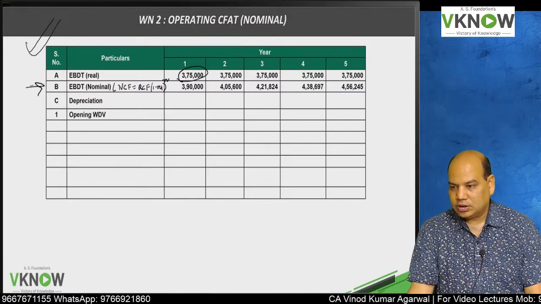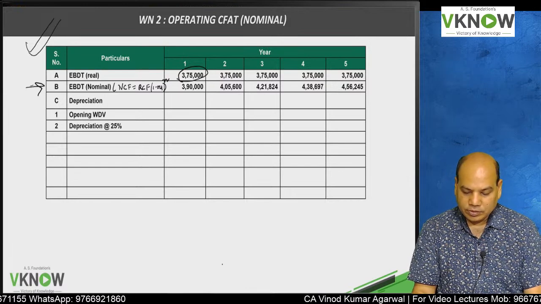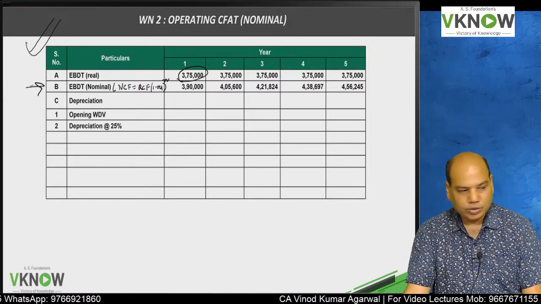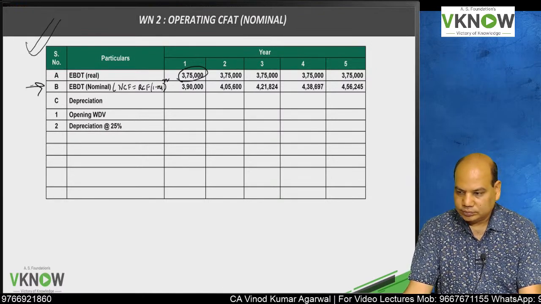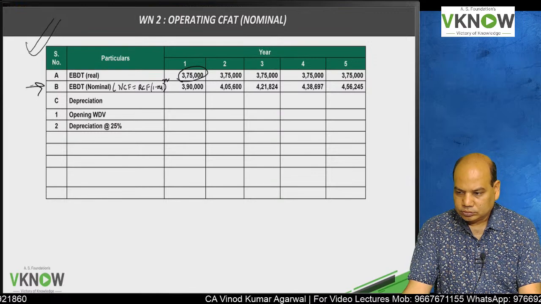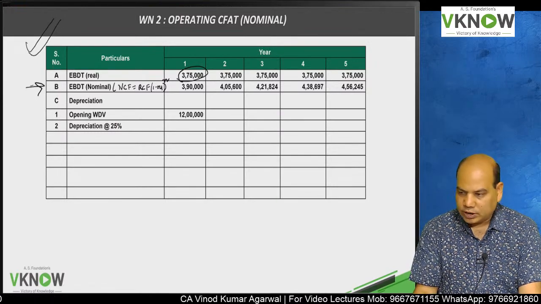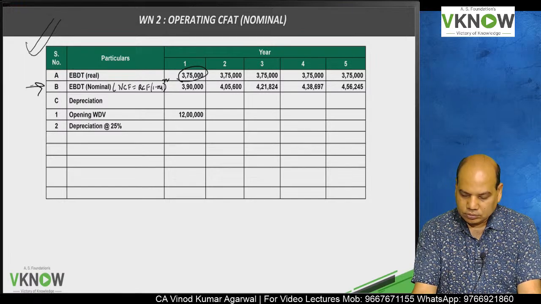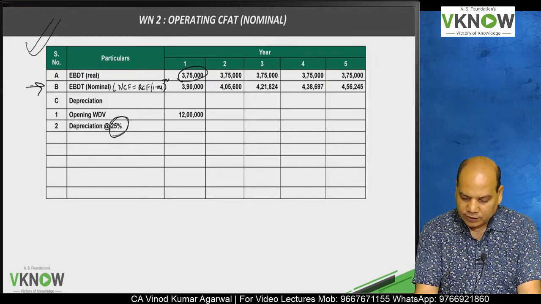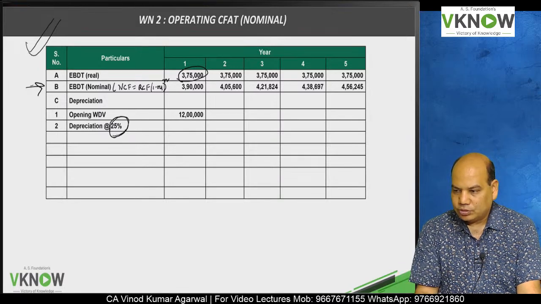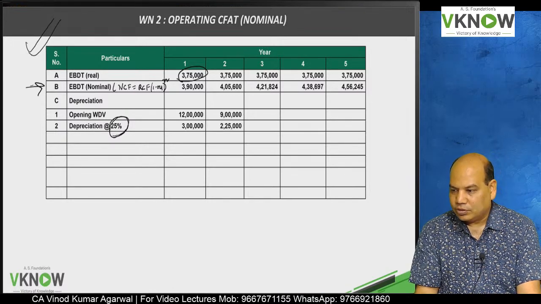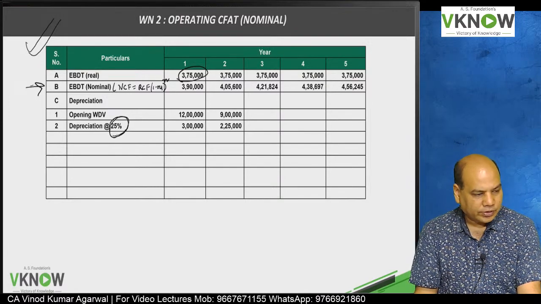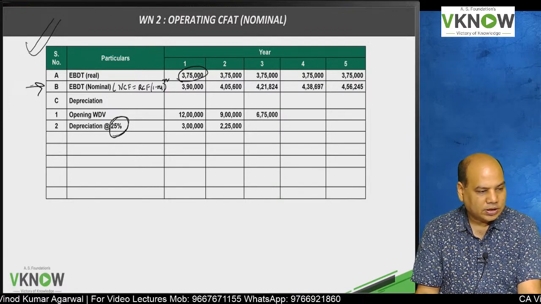Depreciation, point number C, opening WDV, and below that point 2, depreciation at 25%. Depreciation will be 25%. Opening WDV write 12 lakh. Depreciation rate is 25%. Divide by 4, you get 3 lakh. Next year opening balance 9 lakh. Divide by 4, 2,25,000. Next year opening balance 6,75,000.